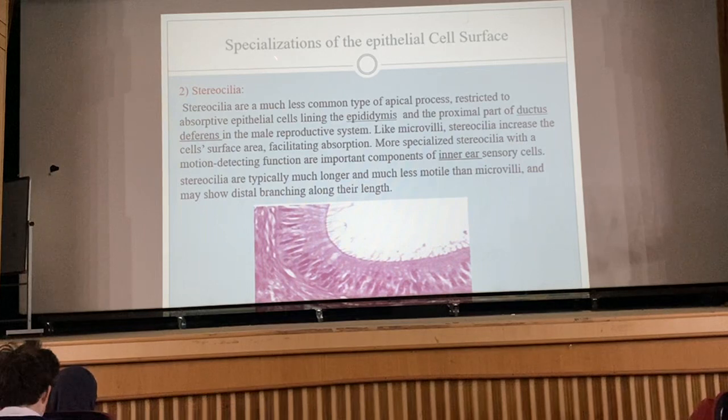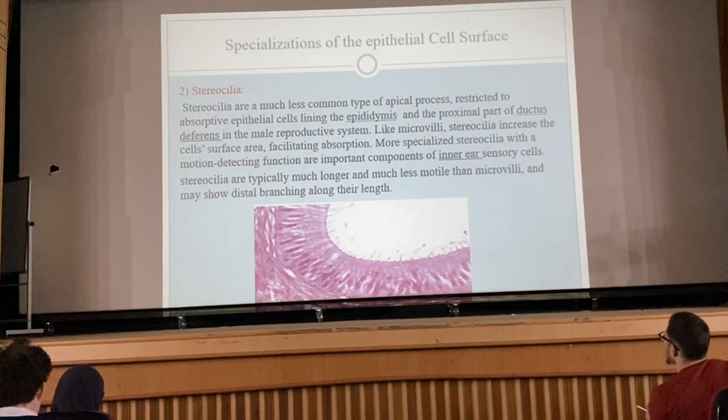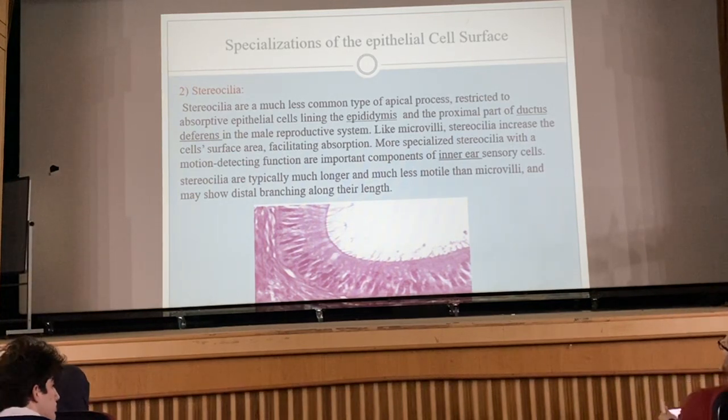The second specialization is the stereocilia. Stereocilia are long cellular extensions, but it is less common than the microvilli found on the apical surface of the epithelium, restricted to the absorptive epithelial cells lining the epididymis. So, this is very important to know. Stereocilia is not found, for example, in the small intestine. It's found only in the epididymis.